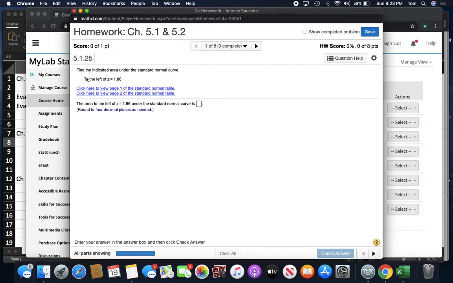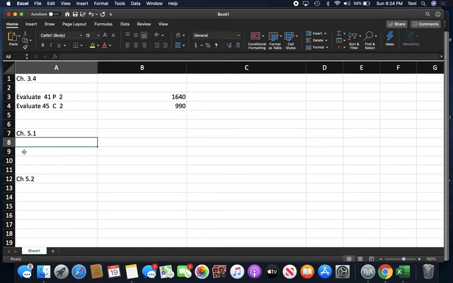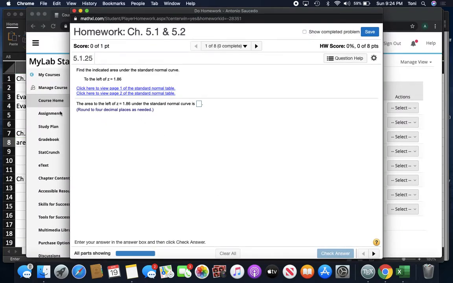So let's take a look at problem 1. Suppose we want to find the area to the left of z equals 1.86. You need to be very careful with the wording, right? Sometimes you want to find the area to the left or to the right, or even between two different values. So here, the area to the left of z equals 1.86.